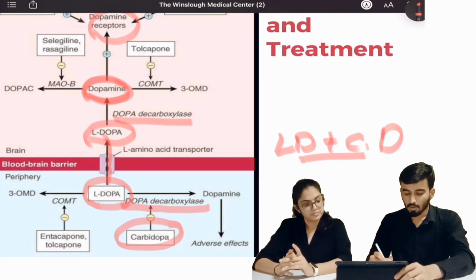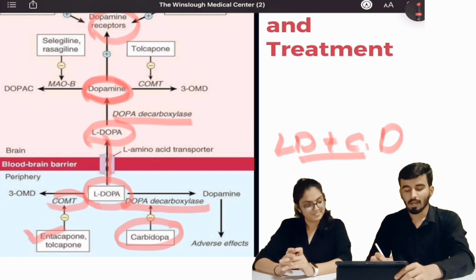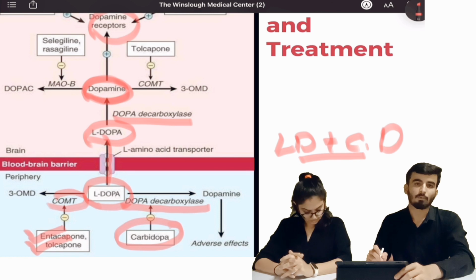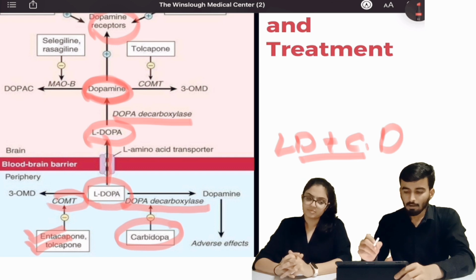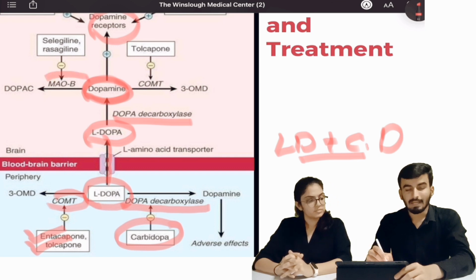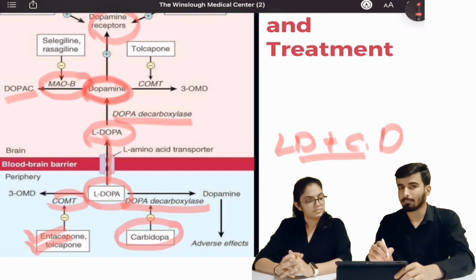But we also have catechol-O-methyltransferase, which also breaks down L-dopa in peripheral circulation. So we have entacapone and tolcapone for this patient. So we can reduce the metabolism of dopamine in peripheral circulation and we can get maximum concentration in the basal ganglia. We also have MAO-B inhibitors, which metabolize dopamine into dihydroxyphenylacetic acid. So we can inhibit this with selegiline and rasagiline.